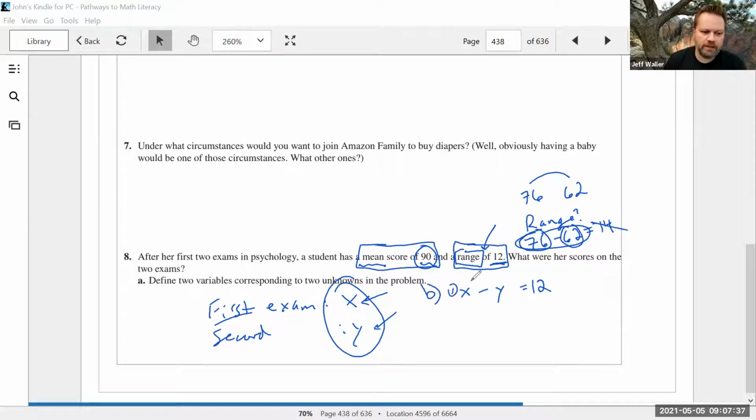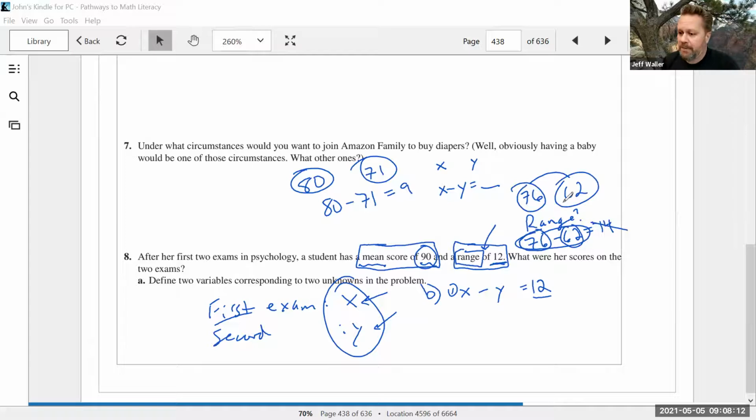that's one equation right there. I really want you guys to please make this connection. If I knew one score was 80 and the other was 71, how would I find the range? I would do one minus the other one to get the range. What if I know that they're X and Y? I would do one minus the other one to get the range, whatever the range is. In this case, it was 12. Where did I get 80 and 71? I made them up. Where did I get 76 and 62? I made them up, right?